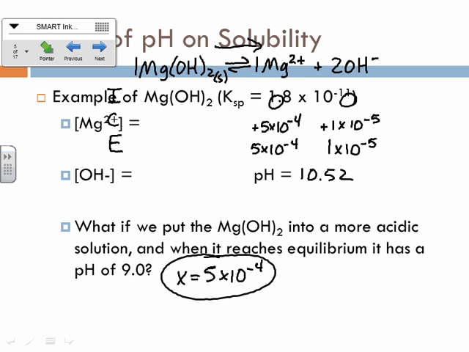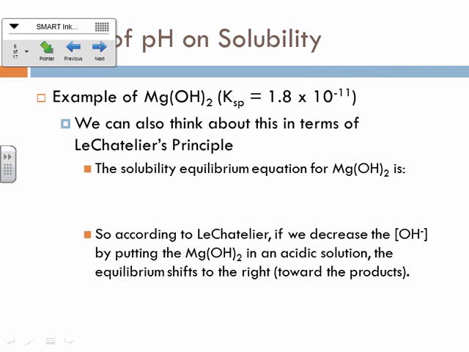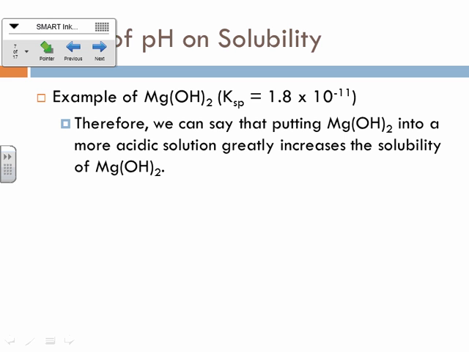So the basic thing that you have to understand here, this is what I would remember, is that if we decrease the OH minus concentration by putting it in an acidic solution, that's going to shift the equilibrium towards the products, because we're taking out, you can think of that as taking out one of the products. When we do that, it pushes the equilibrium towards the products. Okay? Alright, so putting the MgOH2 into a more acidic solution greatly increases its solubility.